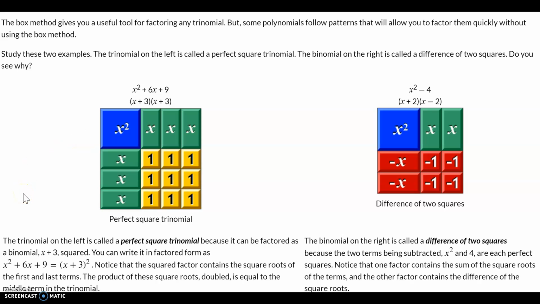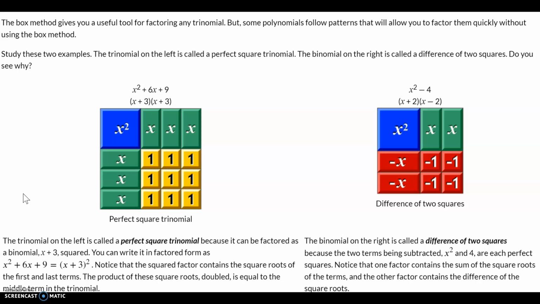The trinomial on the left is called a perfect square trinomial because it can be factored as a binomial x plus 3 squared. You can write it in factored form as x squared plus 6x plus 9 equals x plus 3 squared. Notice that the squared factor contains the square roots of the first and last terms. The product of these square roots doubled is equal to the middle term in the trinomial.